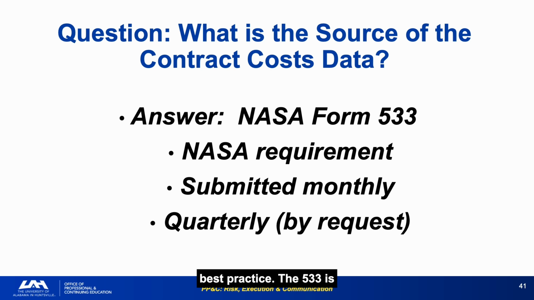The 533 is not the only source of contract cost data, but it is the most structured and most actionable for monthly analysis. Building your analytical rhythm around it is the right approach. Make sure every major cost reimbursable contract on your project has a 533 requirement in the data deliverables list. If it is not contractually required, you will not reliably get it.